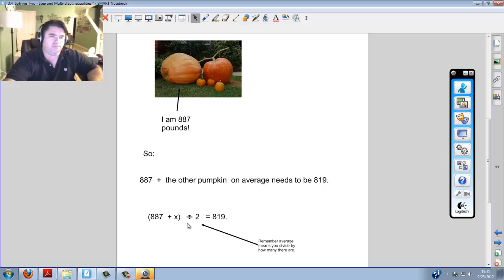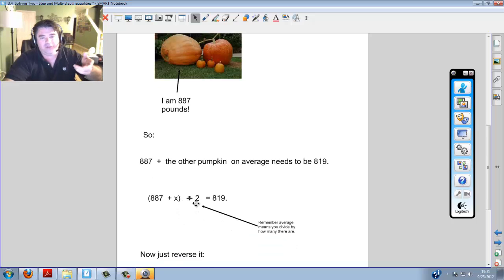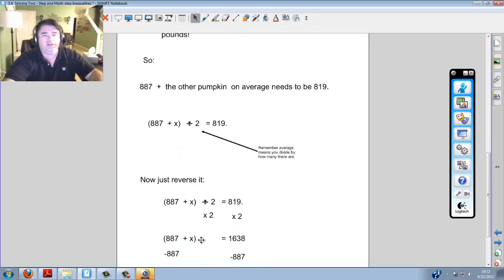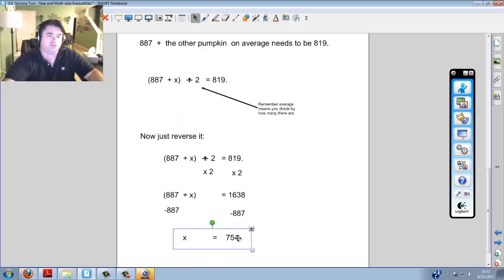So look what I did. 887 plus something. When you add those up and divide by 2, they have to equal 819. Well, instead of divide by 2, we're going to times by 2. Times 2 on one side, you times 2 on the other, which is going to make 1,638, I believe. Yep. And now I know this is 887, so instead of plus 887, we're going to minus 887, and minus 887 over here leaves 751. So his other pumpkin only has to be 751 for him to win the contest.